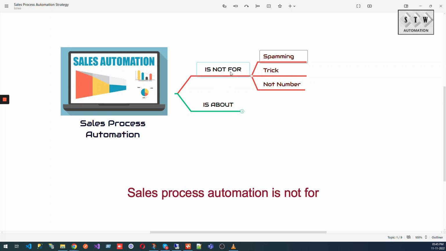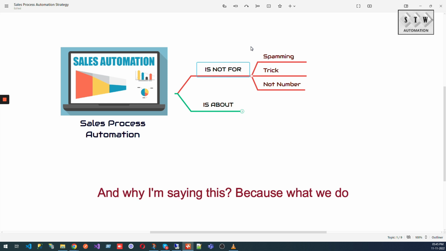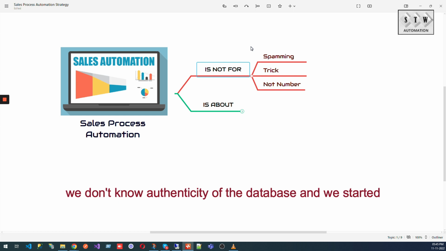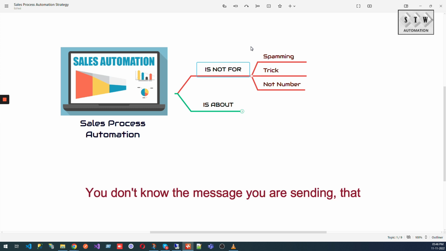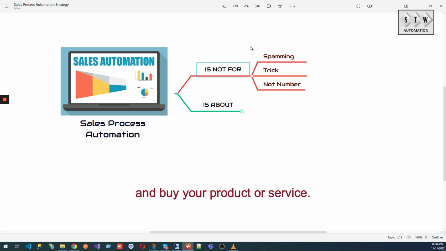Sales process automation is not for spamming. And why I'm saying this? Because what we do, we purchase a database from an unknown source. We don't know the authenticity of that database, and we start sending messages. How many of you think that it will work? You don't know if the person you are sending the message to is in need or not, and you are just sending messages with the hope that someone from that group will buy your product and service. It will not work, my friend.